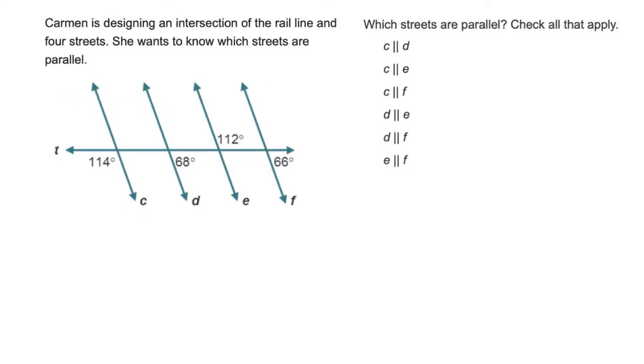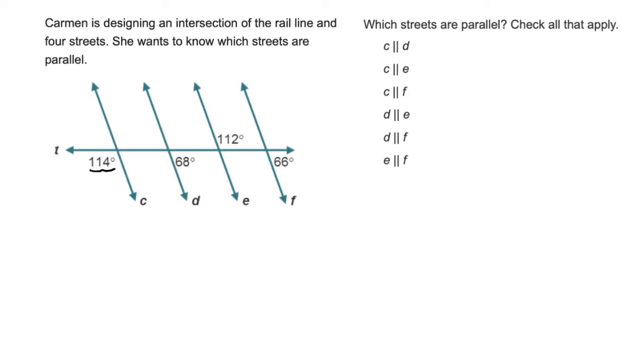Carmen is designing an intersection of the rail line and 4 streets. She wants to know which streets are parallel. She must be like the master at designing intersections with rail lines and streets, so that's why they always call her. So which streets are parallel? Check all that apply. All right, so let's see what connections we have.